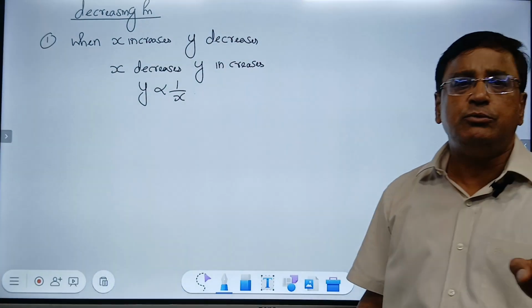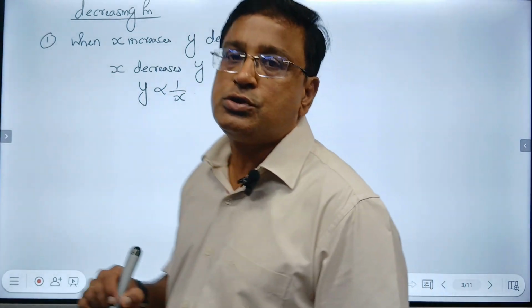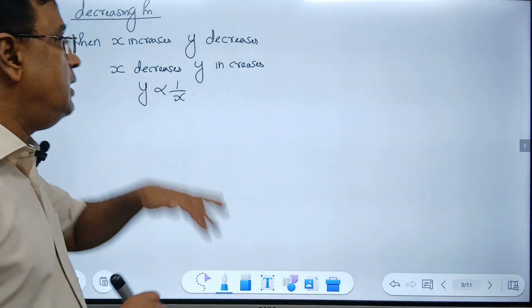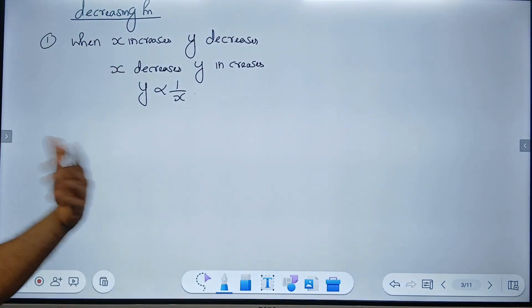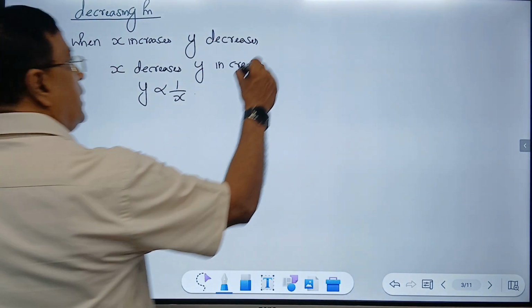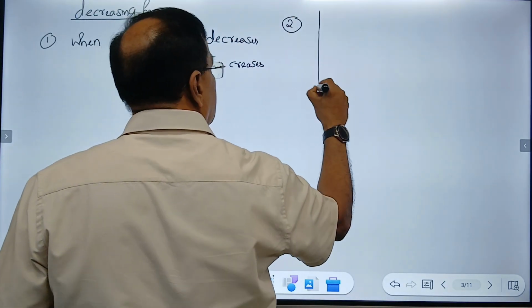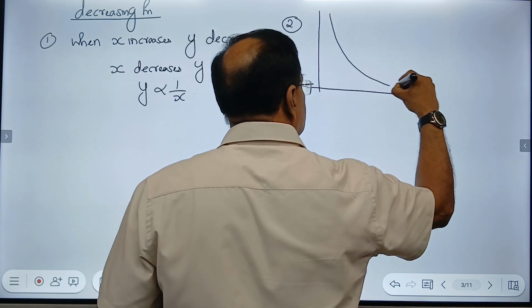Just to make you understand, I'm using the word proportional. Okay. Now here y is inversely proportional to x. So an increase in x corresponds to a decrease in y. A decrease in x corresponds to an increase in y. In either case, it is a decreasing function. Now as usual, I need to represent a decreasing function graphically. How do I represent it graphically? A decreasing function will always look like this.